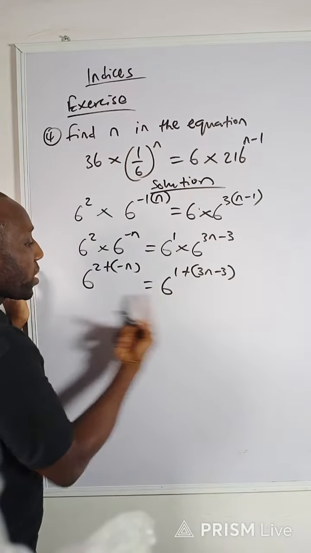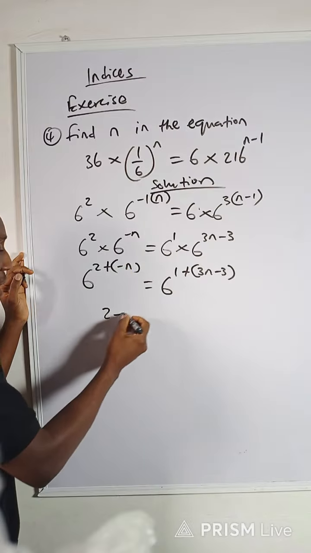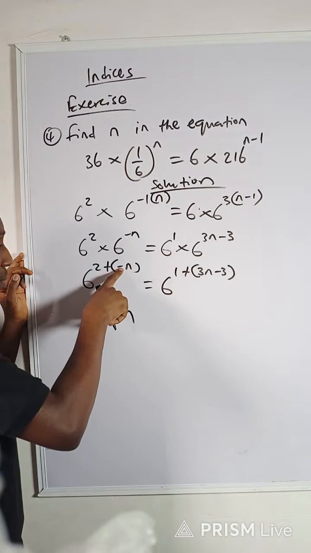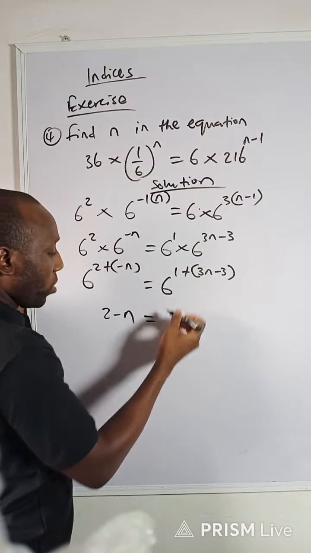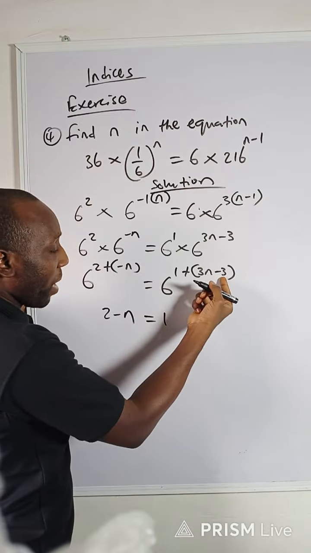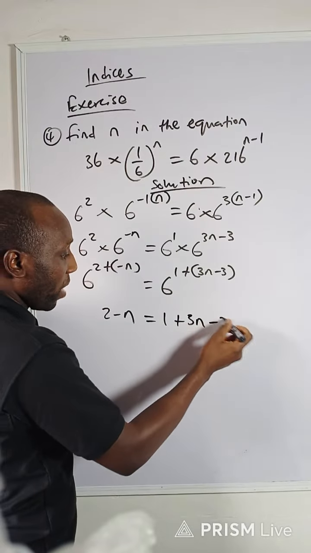So same base on both sides, we equate the exponents. That will be 2 plus minus n, which is 2 minus n, because plus times minus is minus. And then this is 1 plus. This plus is not going to have any effect on 3n and minus 3. It will not change the sign. So we have 1 plus 3n, then minus 3.